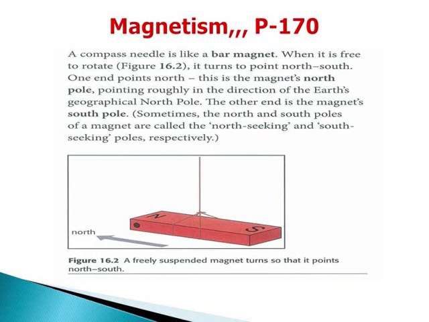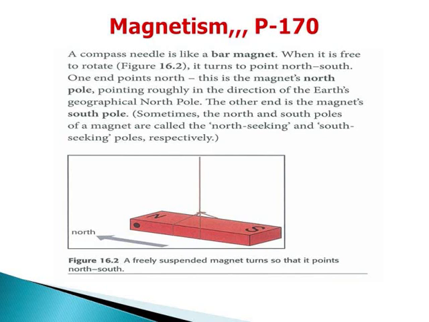What is magnetism? If we have a compass needle, which is like a bar magnet, and it is freely suspended and allowed to rotate freely, it turns to point north-south. One end of the magnet points north. This is the north pole, or north-seeking pole, and the other one is the south pole, which points to the south direction, known as north- or south-seeking poles.